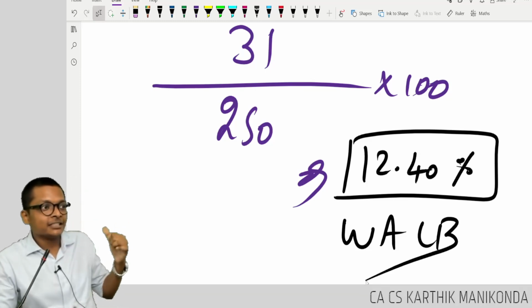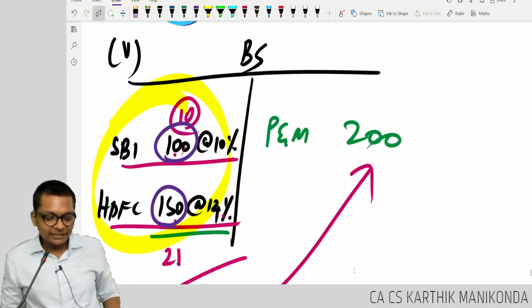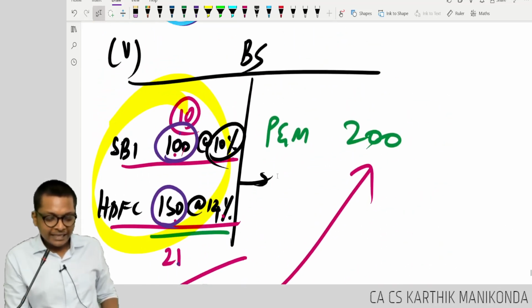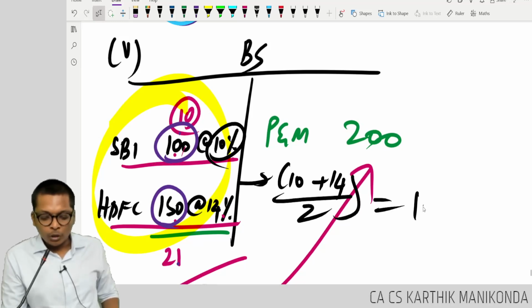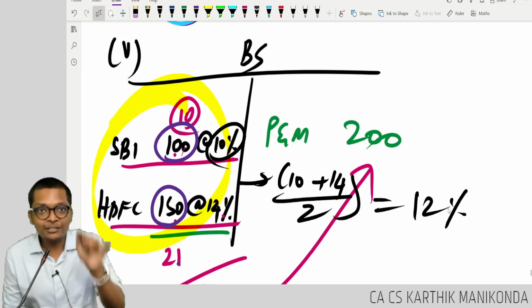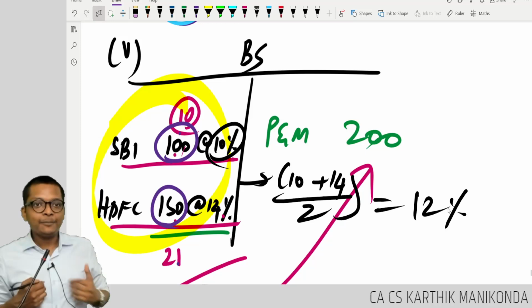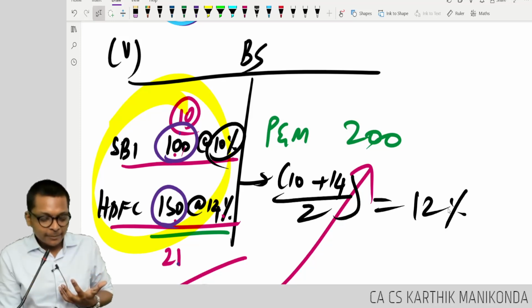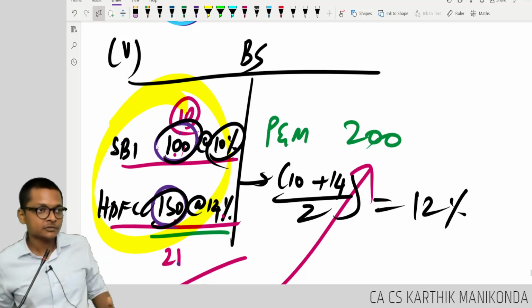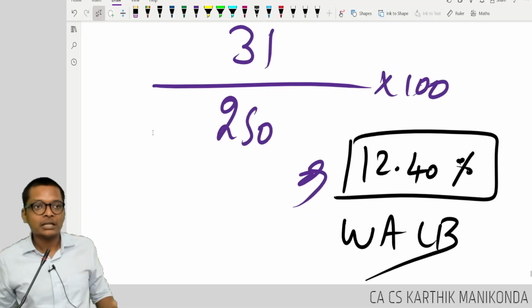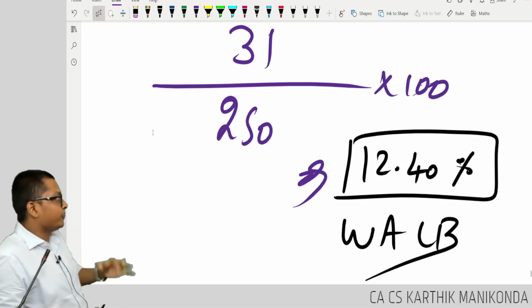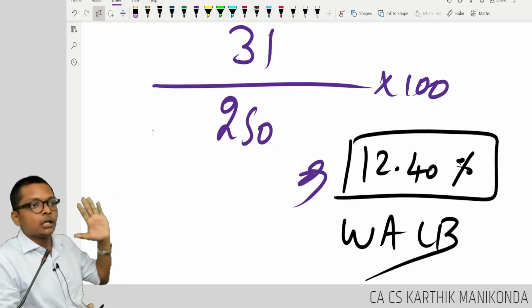This is not a simple average. Why, sir? Simple average means 10 plus 14 divided by 2. How much? 12%. That is called simple average. I am not doing simple average. I am giving importance to the loan amount also. So this is called weighted average cost of borrowing. How much did you get? 12.40.